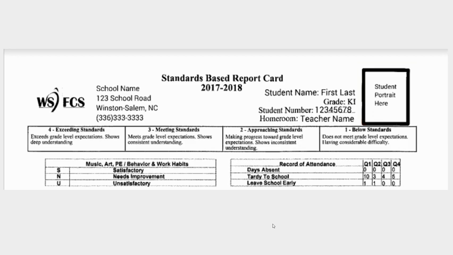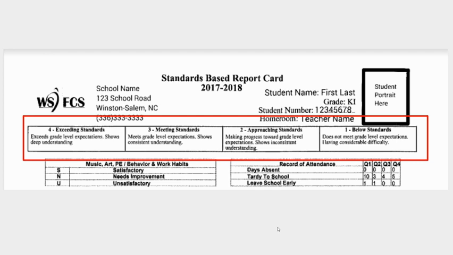An important piece of information that you may need as you look at the standards-based report card is the grade scale. It delineates what each level means. So a level 4 means that a student is exceeding grade level expectations. A level 3 means that they are meeting grade level expectations. A level 2 means they're making progress towards grade level expectations. And a level 1 means they do not meet those grade level expectations.